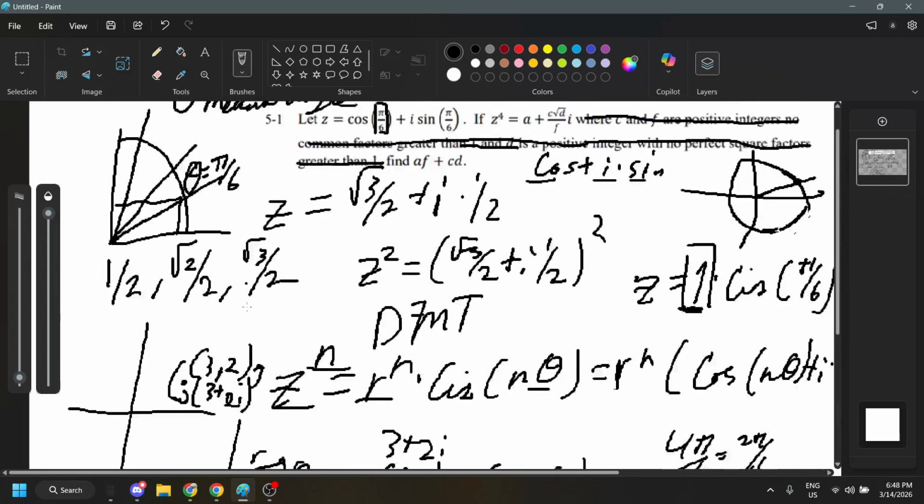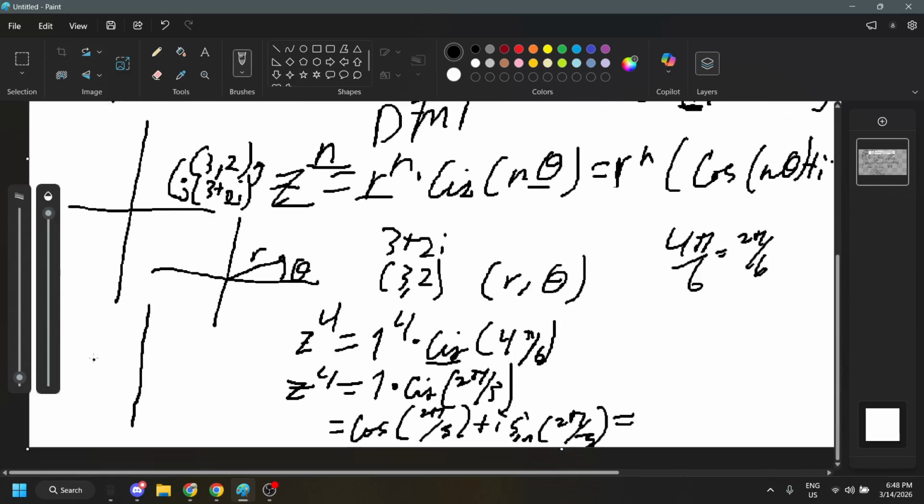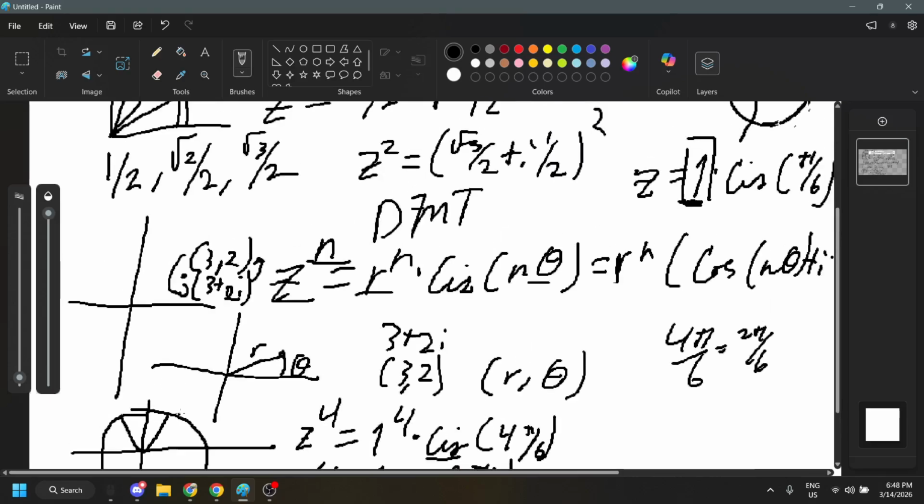Why don't we draw out a circle to figure this out? Where is 2 pi over 3 going to be? Just to review, this is going to be pi over 3, and this is going to be 2 pi over 3, right?